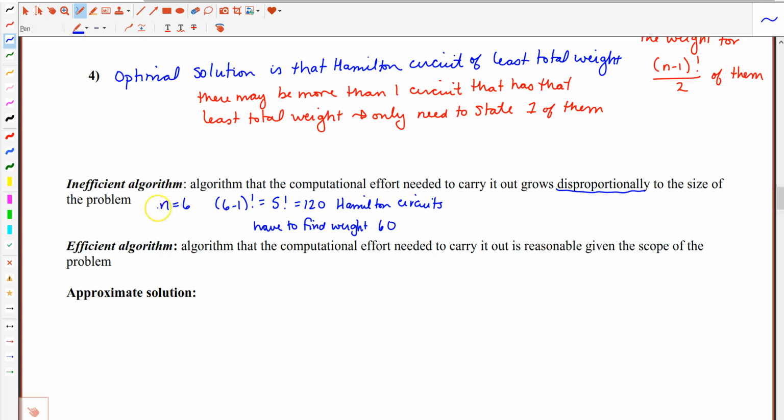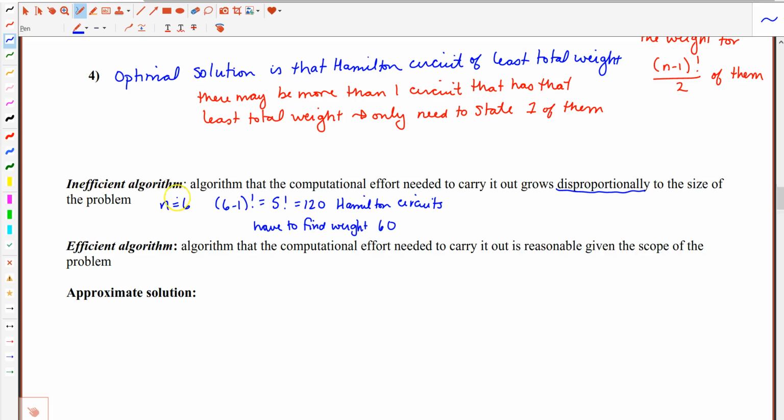And then as the number of vertices grows larger, this actually surpasses the ability of our fastest computers to date to run through all of the different Hamilton circuits and then find the weights for all of them to find that optimal solution. Because of this factorial and the number of Hamilton circuits, the size of this problem grows very quickly. So the brute force algorithm is called an inefficient algorithm.